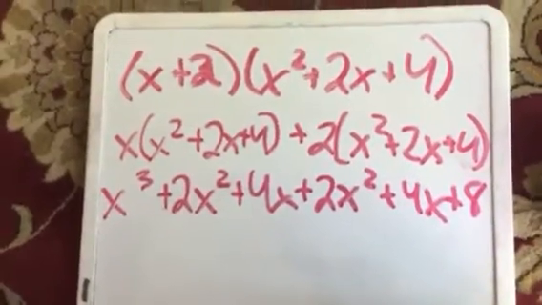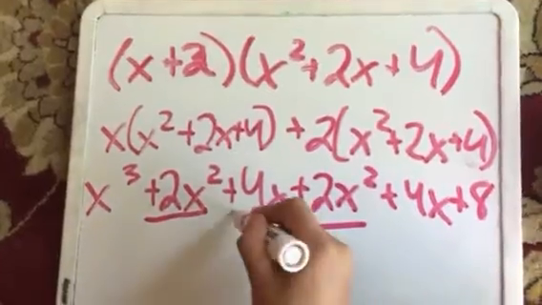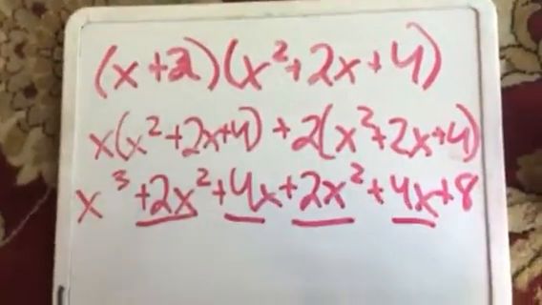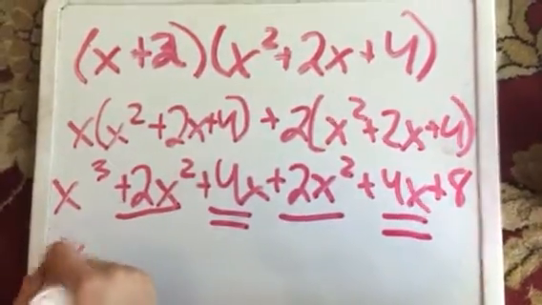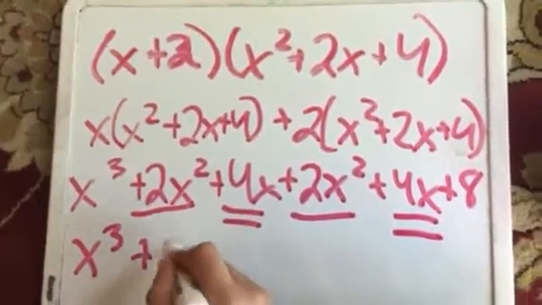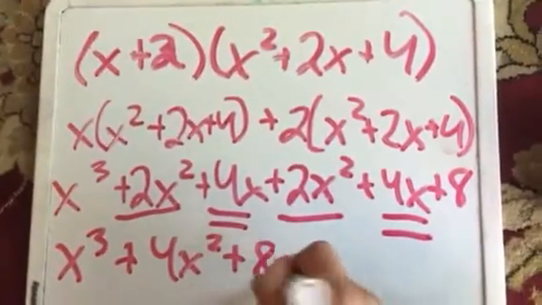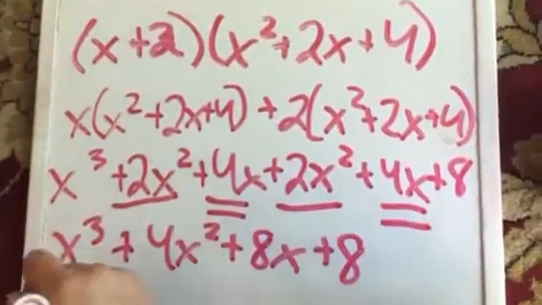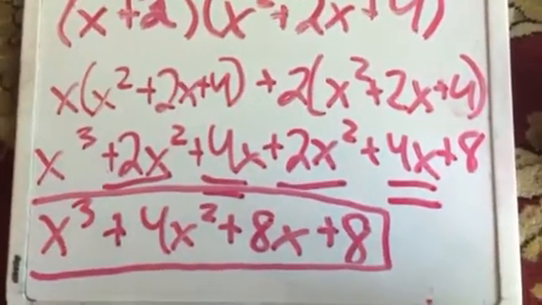Now we can combine like terms. We have 2x squared and 2x squared. We have a 4x and a 4x. And that's all we can combine. So we get x cubed plus 4x squared plus 8x plus 8. And this is our final answer.